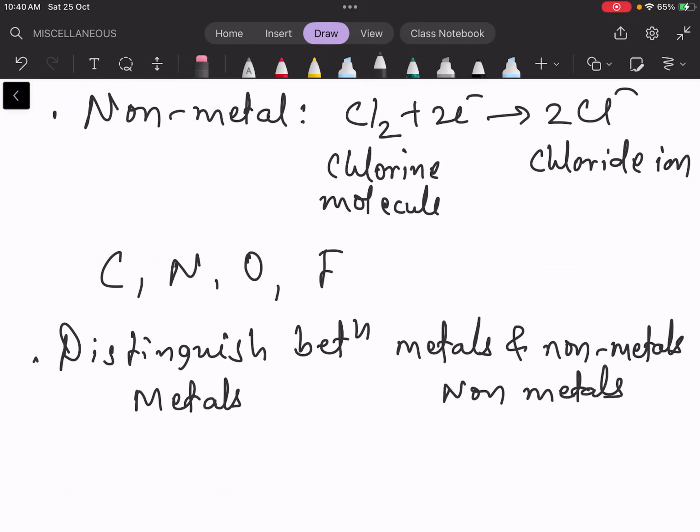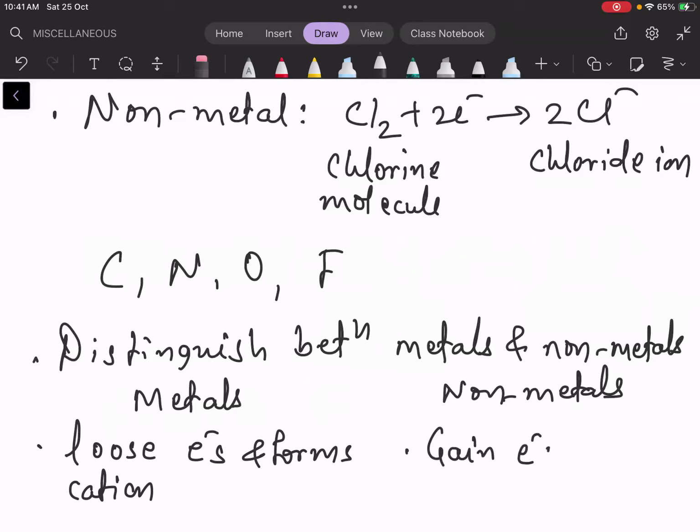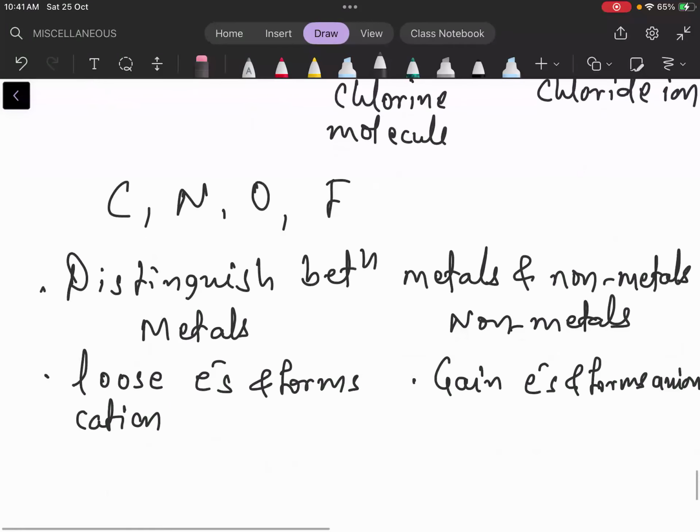Now, what are metals? Metals are the elements which have a tendency to lose one or more electrons and get converted to positively charged cations. So they have a tendency to lose electrons and form cations. Non-metals have a tendency to gain electrons and form anions, right?